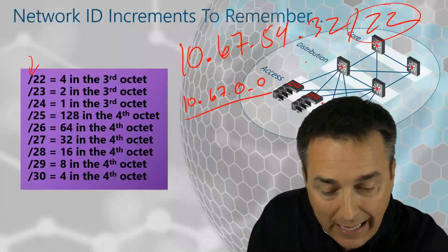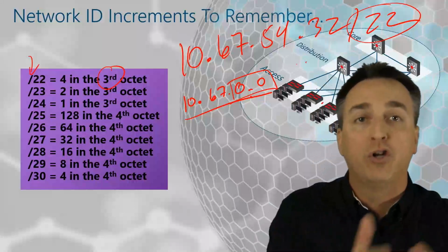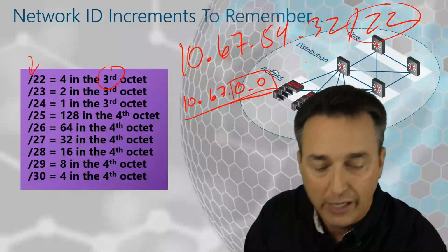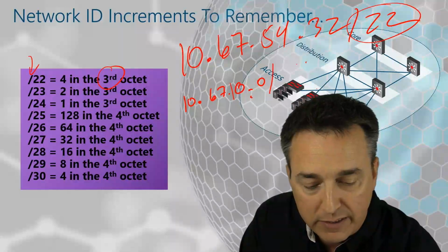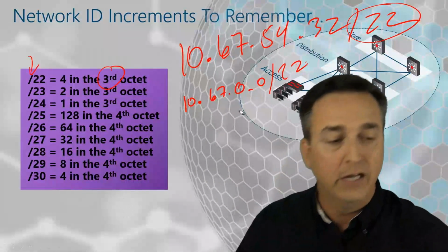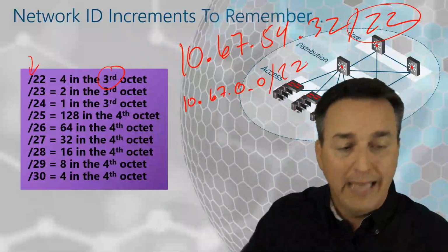Notice what I did. I zeroed out the third and the fourth. If you're counting in the third, you zero out the third and the fourth. If you're counting in the fourth, you just zero out the fourth. That's your starting address, the very first network ID. That's how you figure out your progression. There's your first one, 0, 0. And now we got to count by 4.